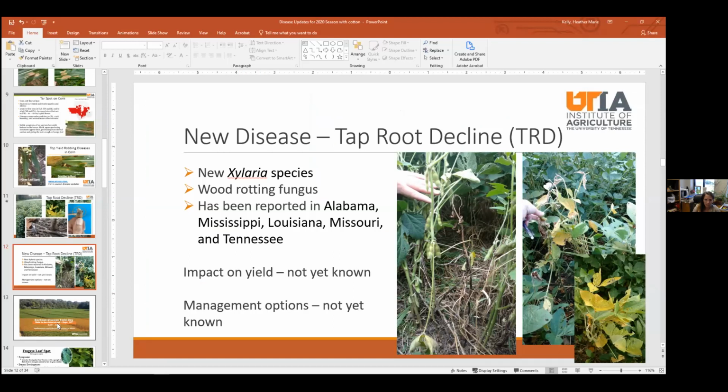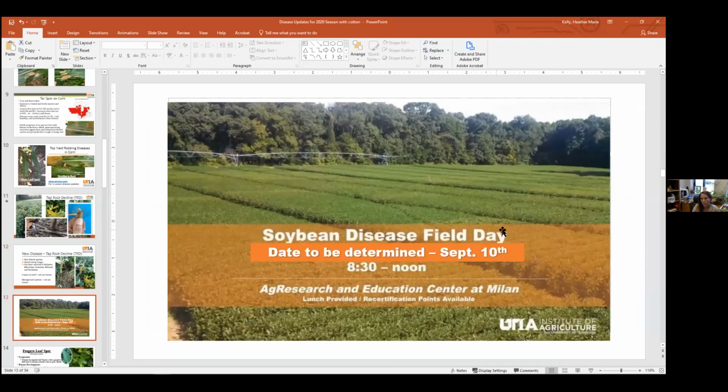And something else I always like to highlight too, whether it's going to be in person with social distancing or whether it'll be virtual, I don't know yet. But right now, we're aiming for September 10th to be the soybean disease field day. Again, approximately 8:30 to noon. In August, we'll make it official whether it will be possible to have anyone come in person or if we'll be doing it all virtually. But either way, we will be doing something on September 10th.